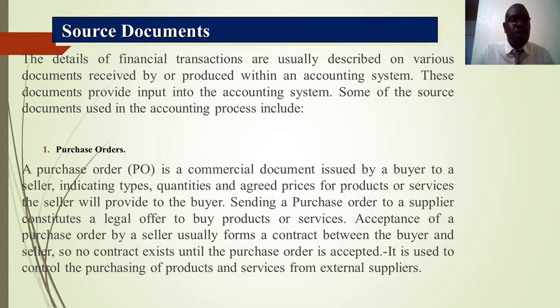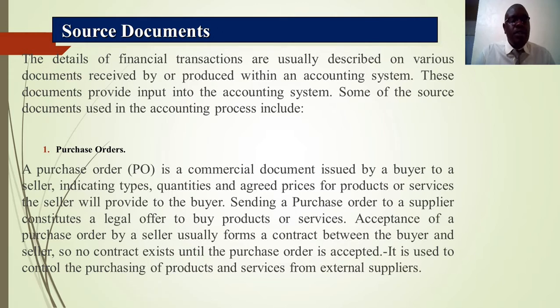So in our business, when we send purchase orders, we are basically sending documents to the suppliers, and we want the suppliers to supply the goods according to the specifications or according to the details you have given in the purchase orders. Sending a purchase order to a supplier constitutes a legal offer to buy a product or a service. Acceptance of a purchase order by the seller usually forms a contract between the buyer and the seller, but there is no contract which exists unless a purchase order is accepted.